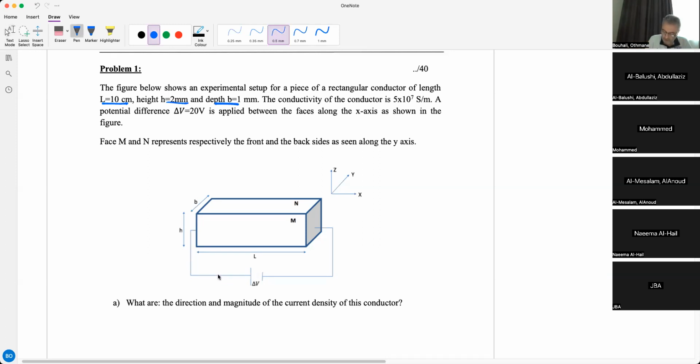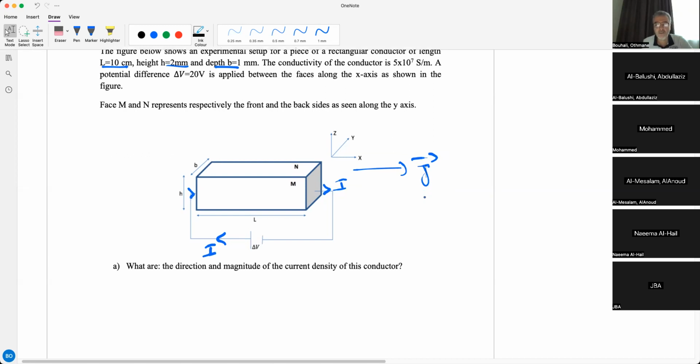Because remember, the current is going this way, and the current is going this way, and the current is going this way. So J is going this way. Now, what is the direction and the magnitude of the current density of this conductor?